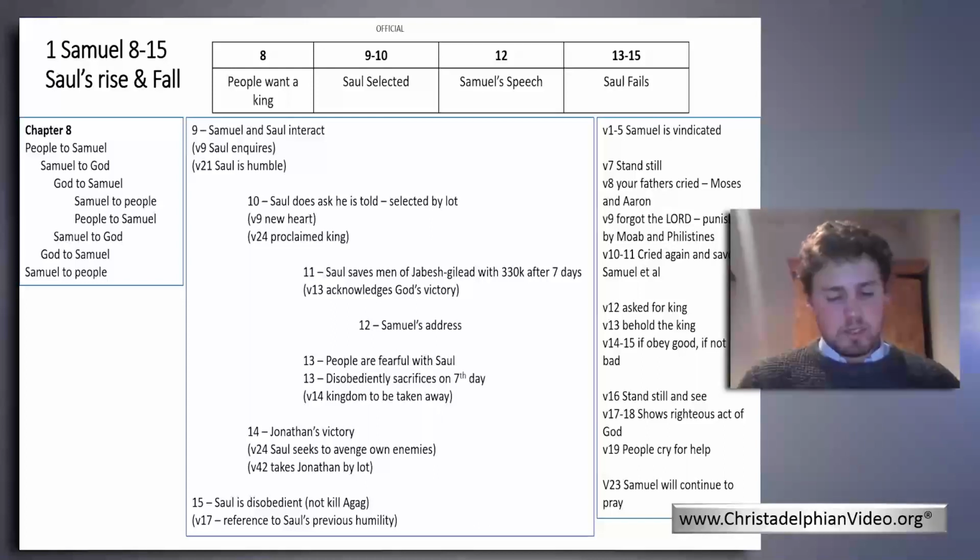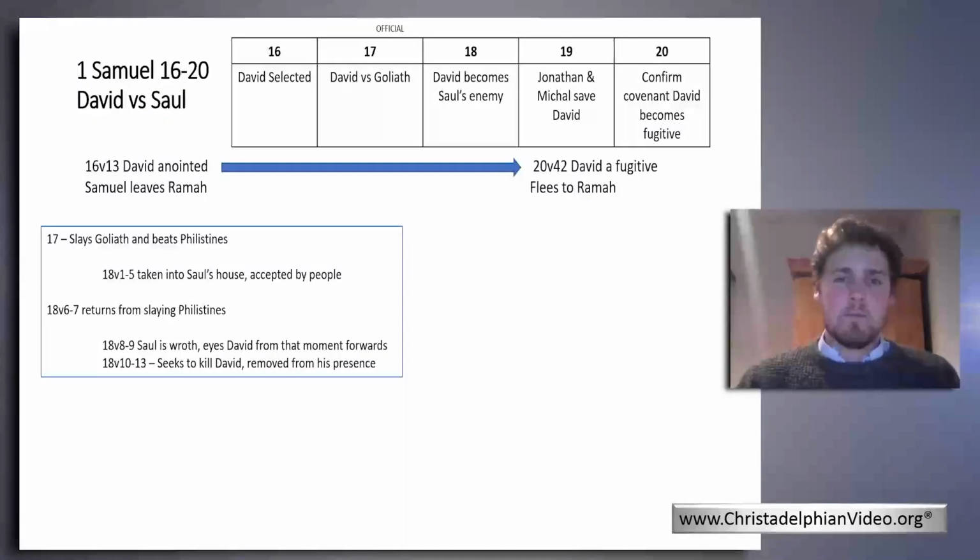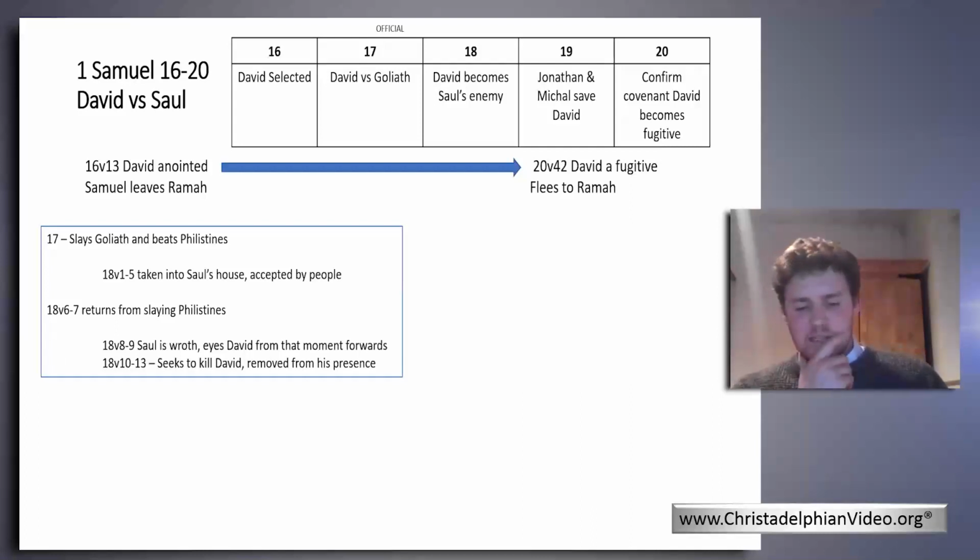And this is what we move on to in the next section, to be introduced to David in chapter 16, who is selected because his heart is the same as God's heart. So we move on to the next section, and here we are introduced to David. And David is selected by God and anointed by Samuel.